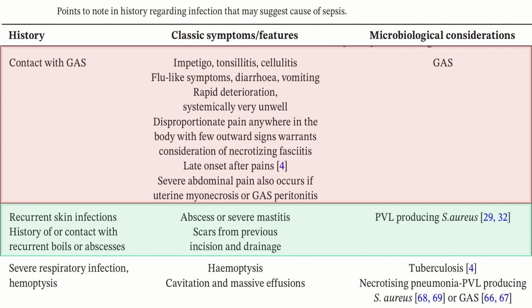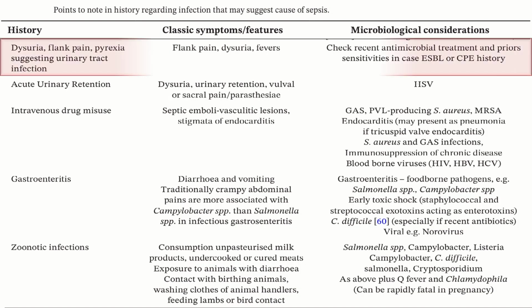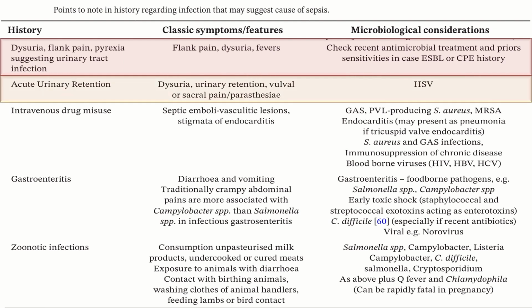In fact, PVL is a toxin produced by a certain strain of Staph aureus. If history is suggestive of severe respiratory infection or hemoptysis, or there are cavitation and massive fluid, then there is microbiological consideration of tuberculosis, Staph aureus, or necrotizing pneumonia from PVL producing Staph aureus. In case of dysuria and flank pain, check recent antimicrobial treatment.